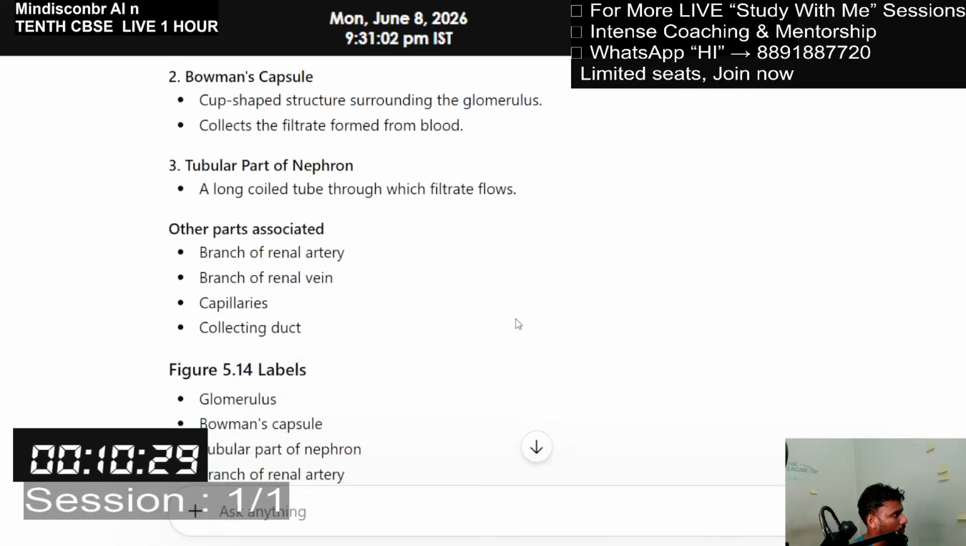Tubular part of nephron: a long coiled tube through which the filtrate flows. That is, the tubular part of nephron is a very long coiled tube, and through this tube the filtrate flows.